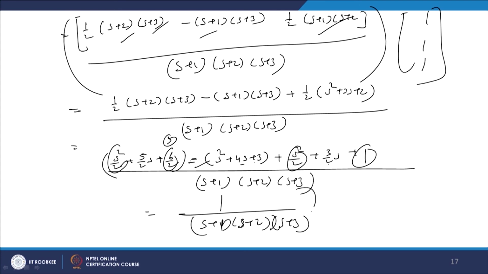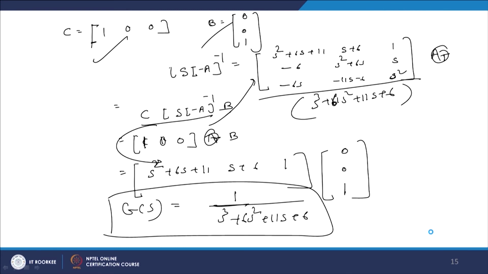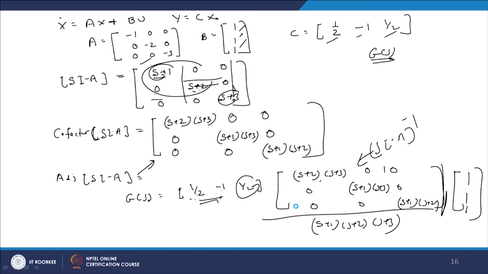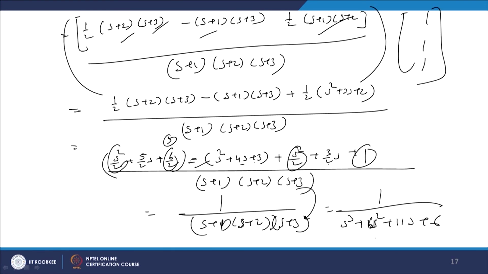that is the same thing, and we will write this down as s cube plus 6s square plus 11s plus 6. That means if you see it earlier, s cube plus 6s square plus 11s plus 6. So, we have got the same thing, s cube plus 6s square plus 11s plus 6.